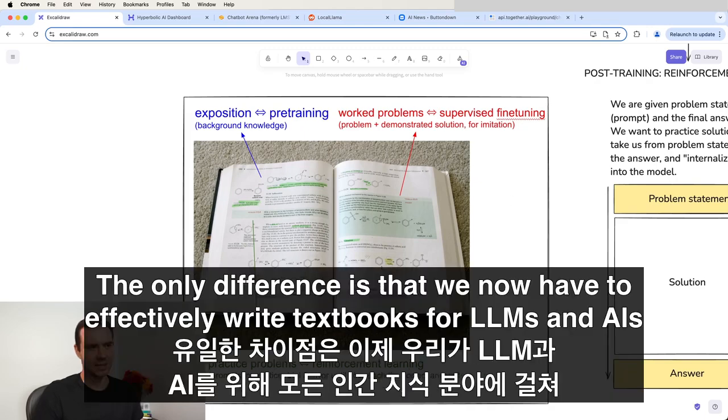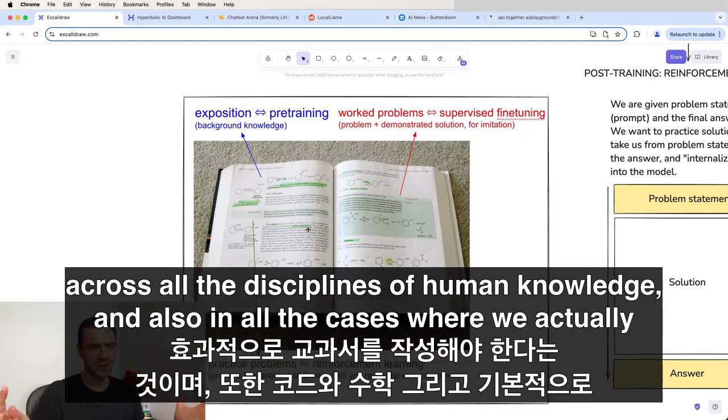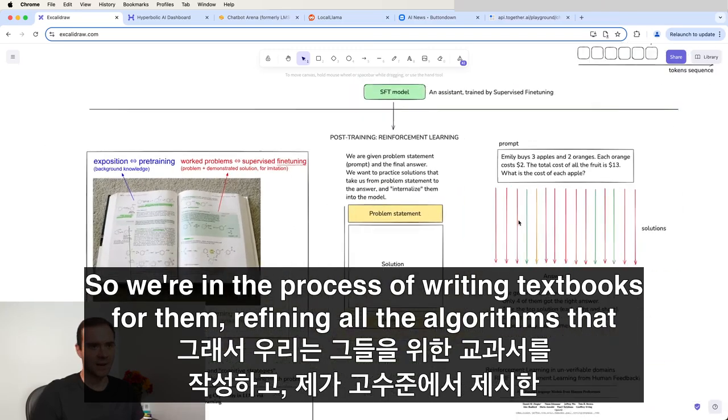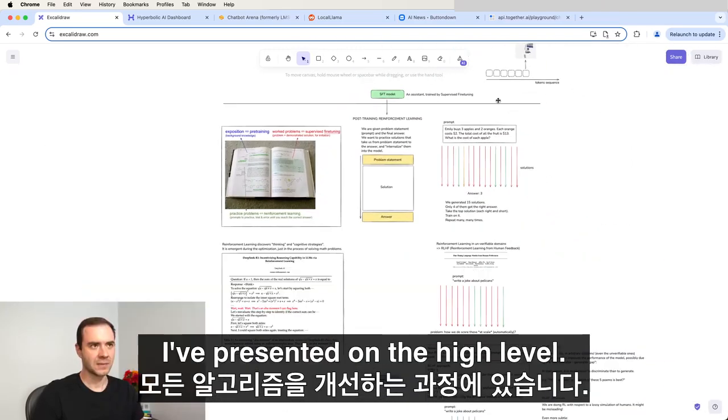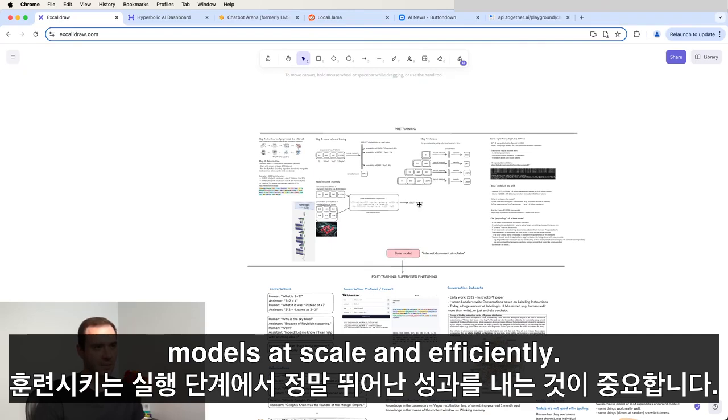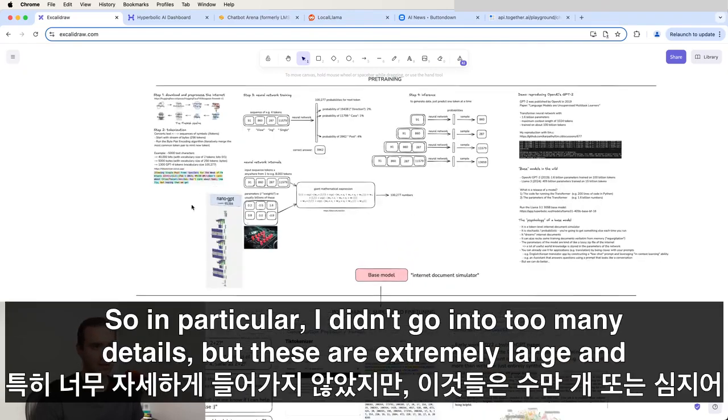The only difference is that we now have to effectively write textbooks for LLMs and AIs across all the disciplines of human knowledge, and also in all the cases where we actually would like them to work, like code and math and basically all the other disciplines. So we're in the process of writing textbooks for them, refining all the algorithms that I've presented on the high level, and then of course doing a really, really good job at the execution of training these models at scale and efficiently.